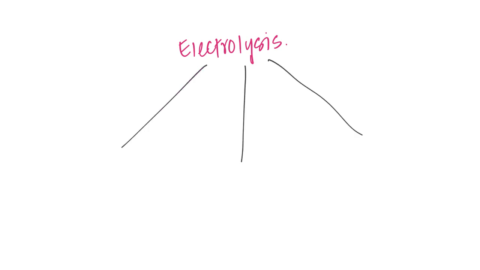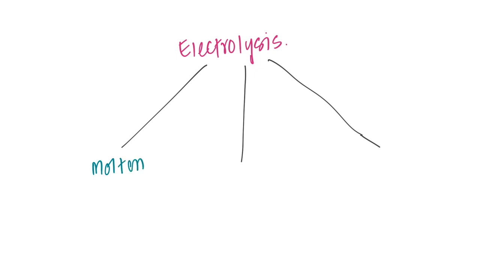So electrolysis can be divided into 3 categories, which are 1, 2, and 3. Okay, so over here the case is when it's molten. We did a few questions on molten so far.